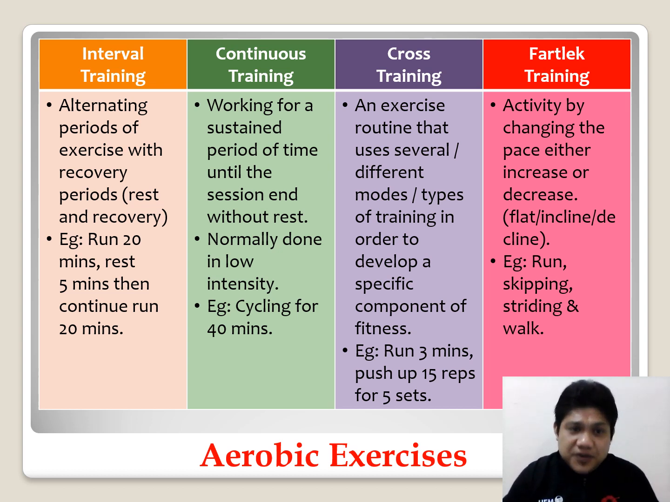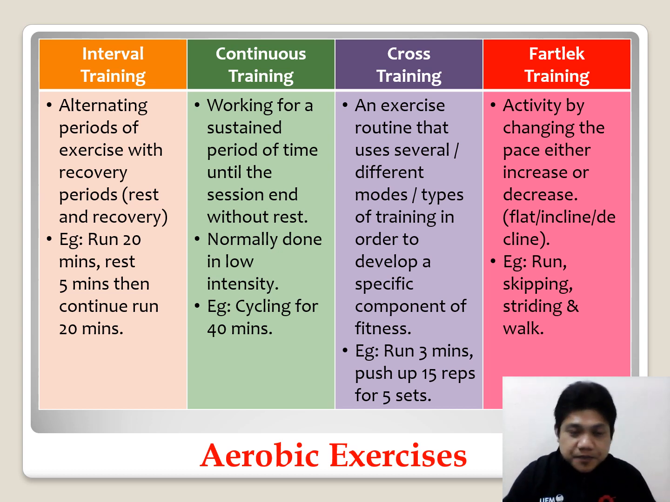So for interval training, it alternates periods of exercise with recovery periods, meaning that it is test and recovery. For example, run 20 minutes, rest 5 minutes, then continue to run 20 minutes. We call that interval training. And then for continuous training, working for a sustained period of time until the end of the session and without rest, normally done in low intensity. For example, cycling for 40 minutes.